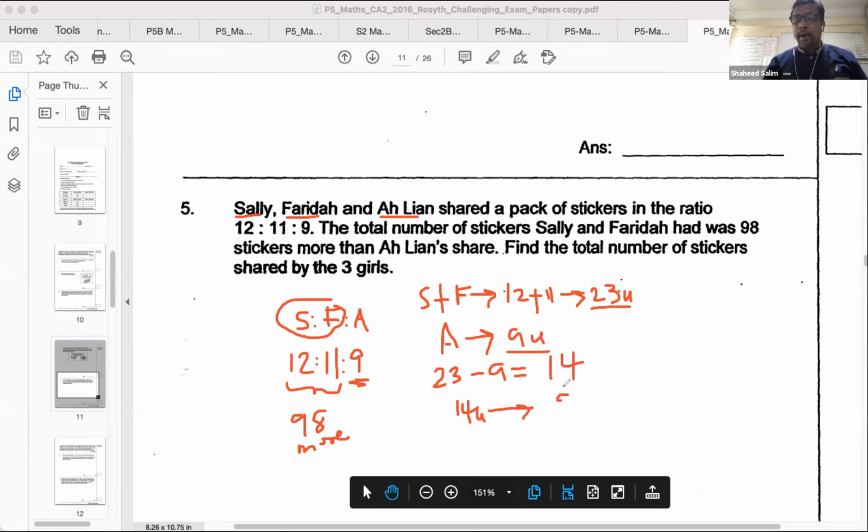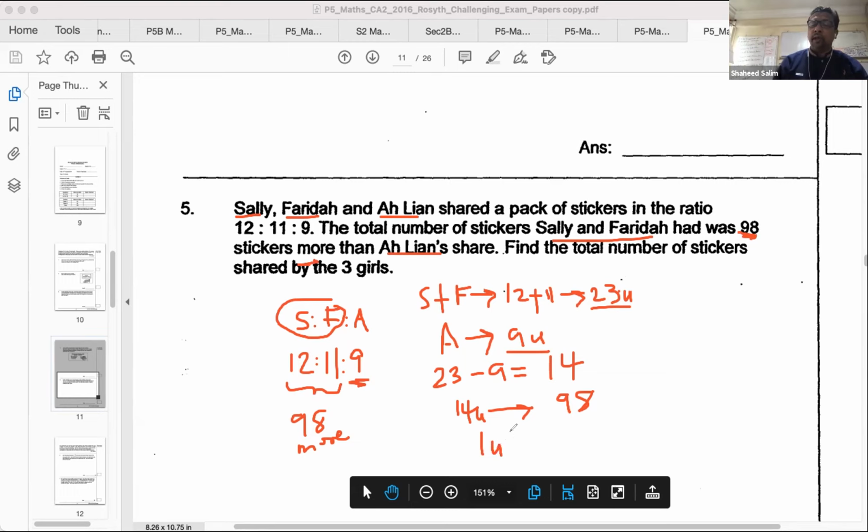98. Why? Because they say that Sally and Farida have 98 more stickers than Alian. Can you see now? 98 more stickers. That means they have 14 more units. So 14 units is 98. Find out what's 1 unit.